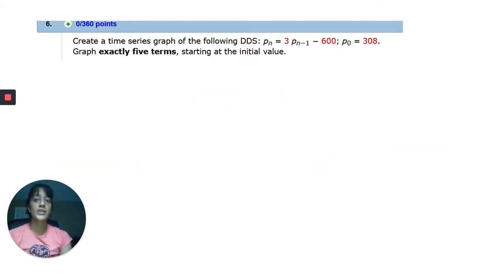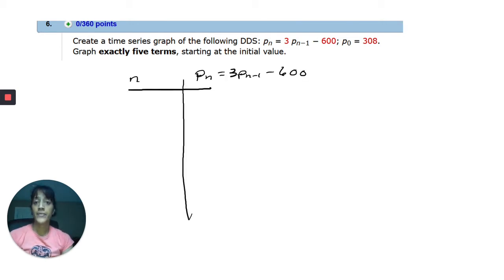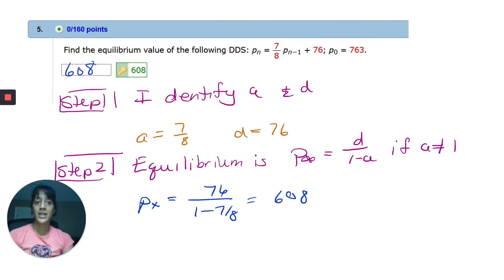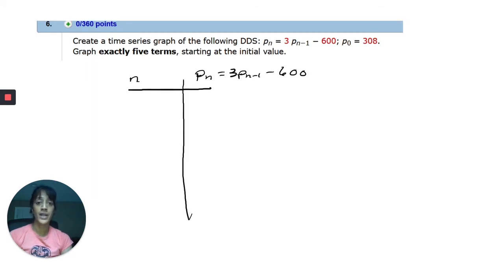Number 6, you're supposed to graph the time series. How do I do that? Well, I just make an XY chart. The X's are my N's, the Y's are my DDS results, the recursion equation results. At n equals 0, they gave you 308. By the way, that reminds me, on the previous problem, they gave you the initial condition. You didn't need to use it. Be careful. Sometimes you get too much information. So here I get 308 for my first.